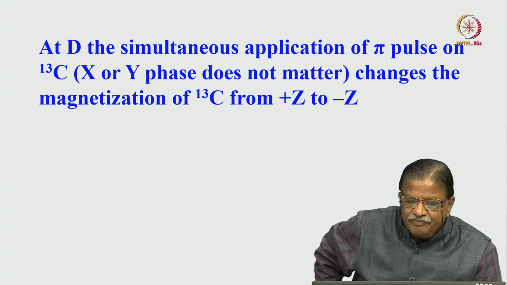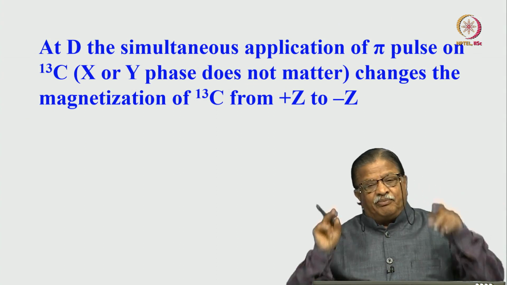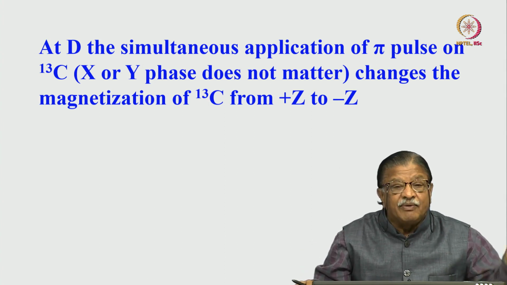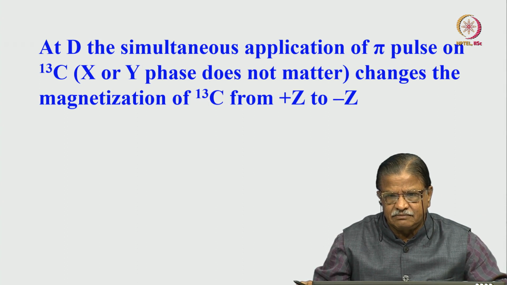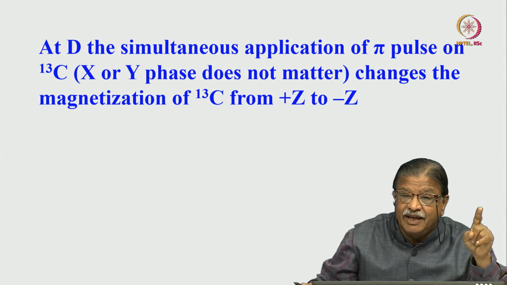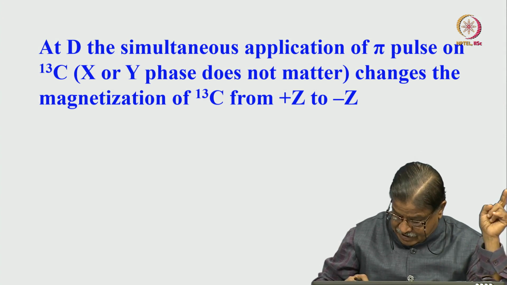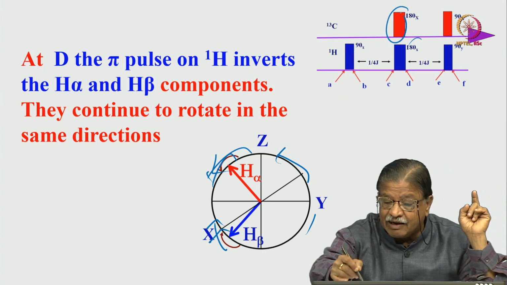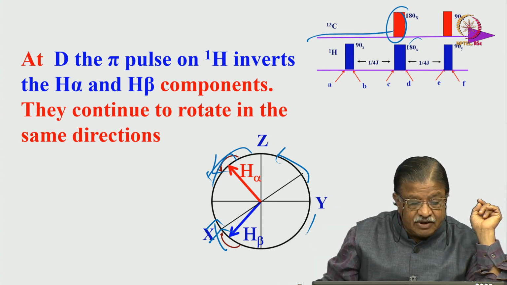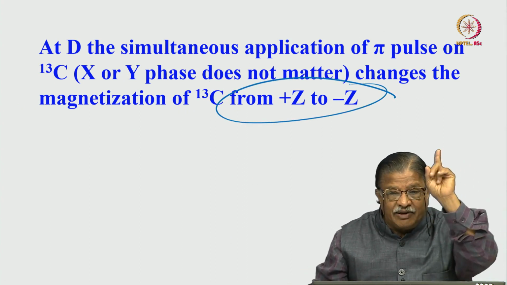So at D, we are applying simultaneously a pi pulse on carbon 13 also. The 180 pulse on proton inverted the alpha and beta components of proton. But we are also applying one on carbon 13. What will it do? Remember, carbon 13 is still on the z axis. We have not applied any pulse on carbon 13. Look at this sequence here. Now only we are applying the 180 pulse. Till now we have not even touched the carbon 13 spin. Then what will it do? It will change the magnetization from plus z to minus z.